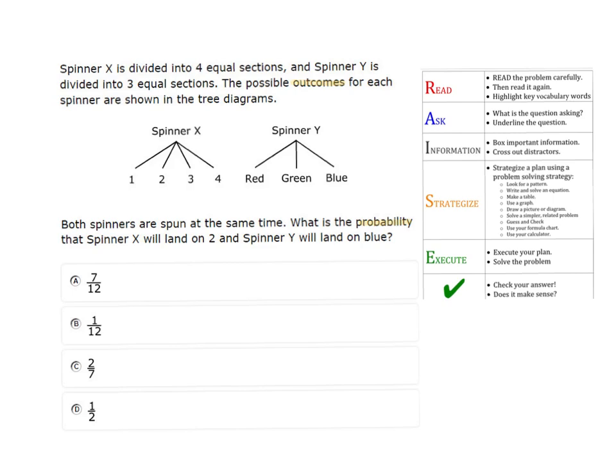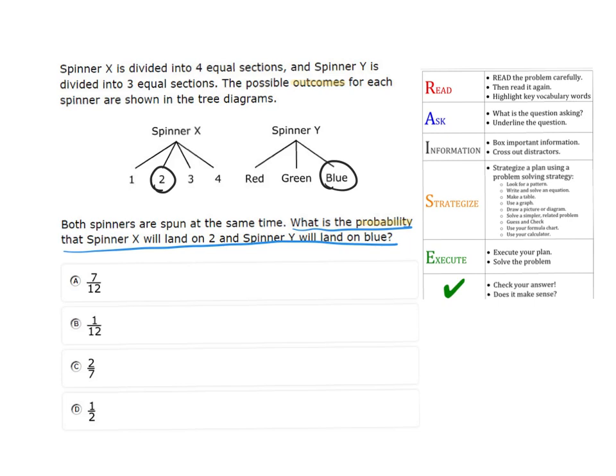All right, let's think about what the question is asking. And we kind of just answered that, didn't we? So let me underline that question. What is the probability that spinner X will land on 2 and spinner Y will land on blue? I'm actually going to mark that on my diagram here. So for spinner X, I'm going to circle the number 2. And for spinner Y, I'm going to circle blue, because that's what I'm looking for, the probability that those two things will happen.